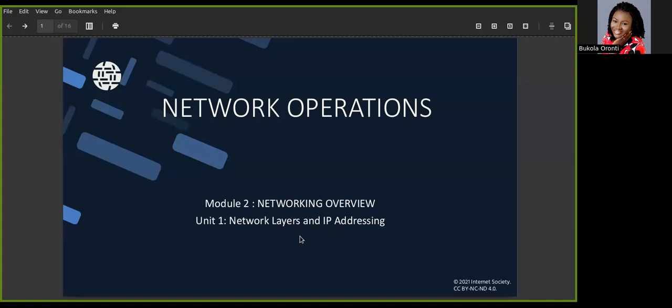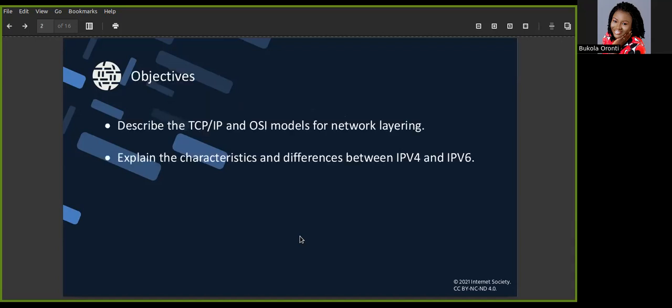My name is Bukola Orunti, and I'm the instructor for this course, Network Operations 1.0. Last week, we looked at Module 1 of the course, and we covered the following topics: Introduction to Unix and Introduction to FreeBSD. So this week, we'll be looking at Module 2, Networking Overview, and the first topic we'll be treating today is network layers and IP addressing.